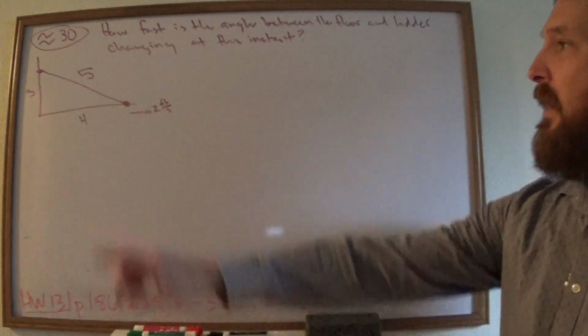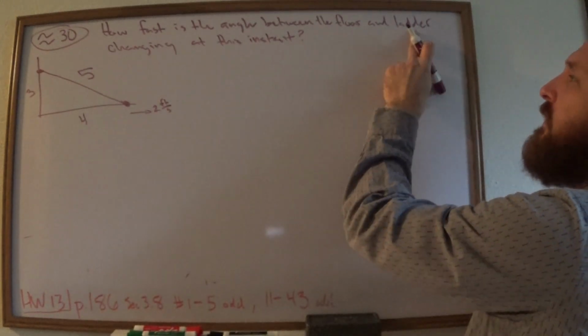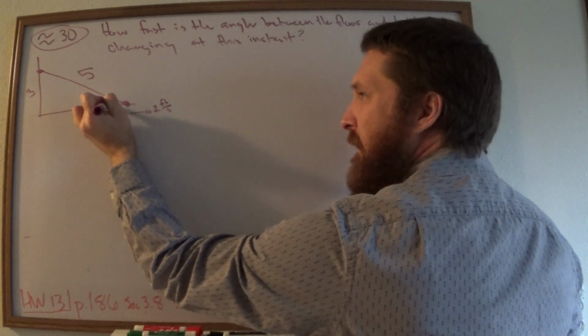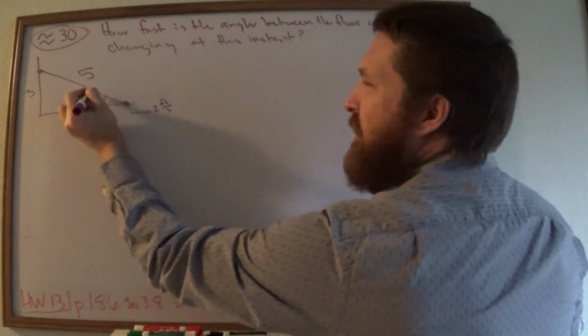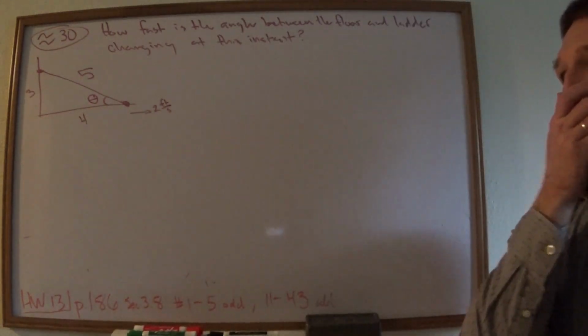Which angle? The one on the bottom? The angle between the ladder and the floor. So here's the floor, here's the ladder, so it has to be that one right there. So there's theta, and we want to know how fast is theta changing at this instant.